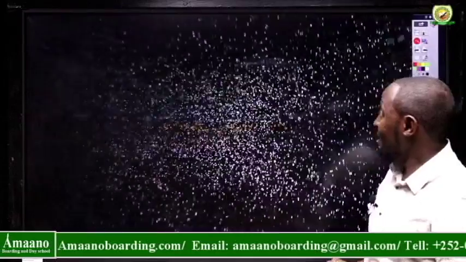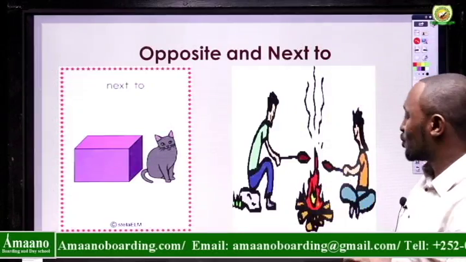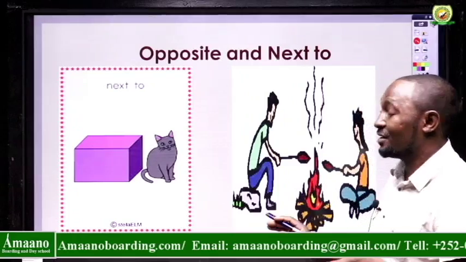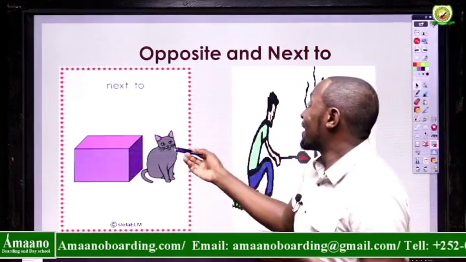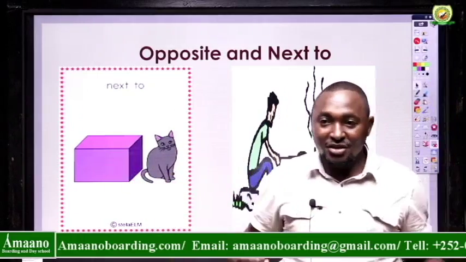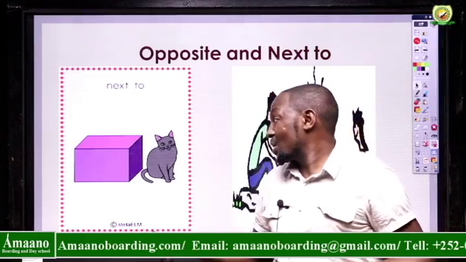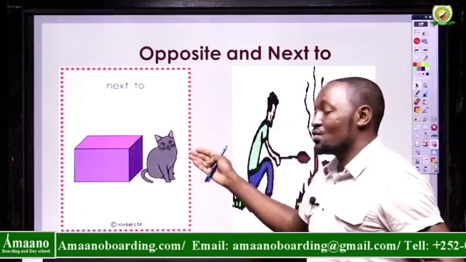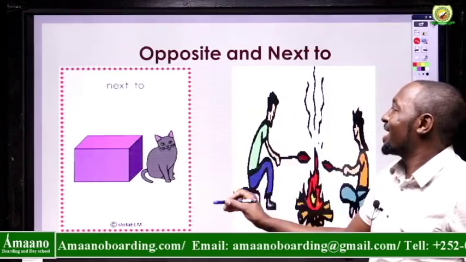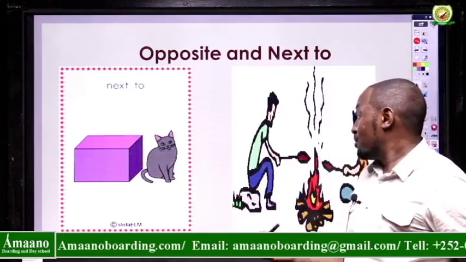Let's continue. The other prepositions are opposite and next to. Look at the cat and the box. We relate these two and their positions. So the cat is next to the box. If I stand next to you, close to you, then that is next to. Next to means close to. Like you can see, the cat is next to the box.